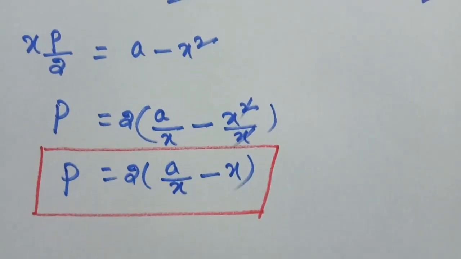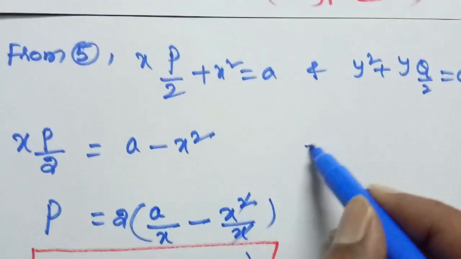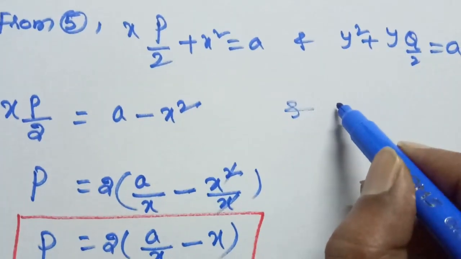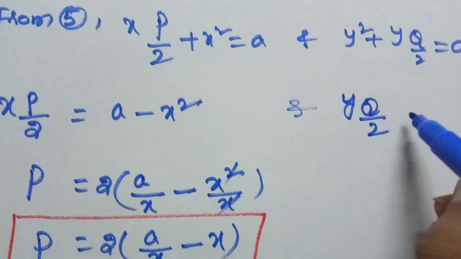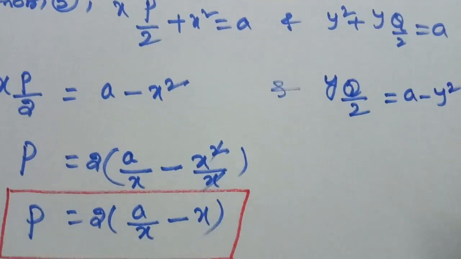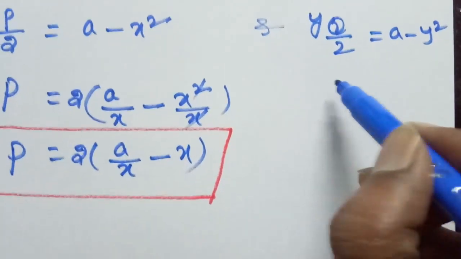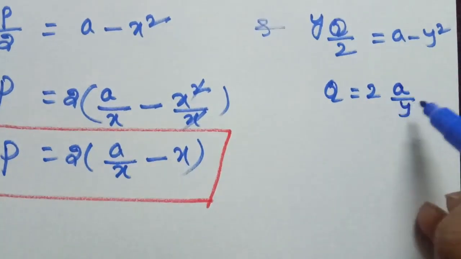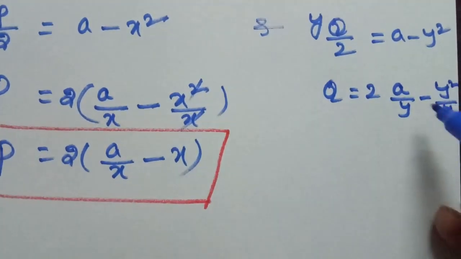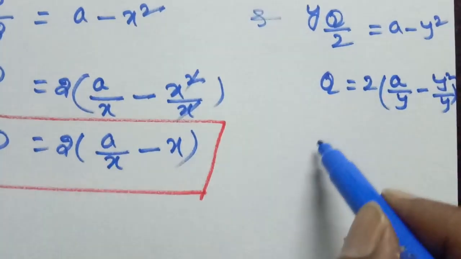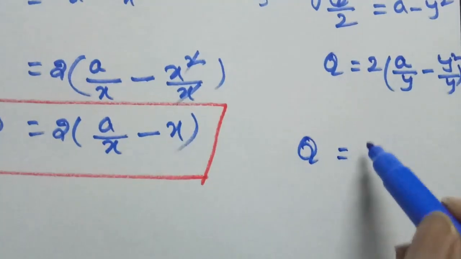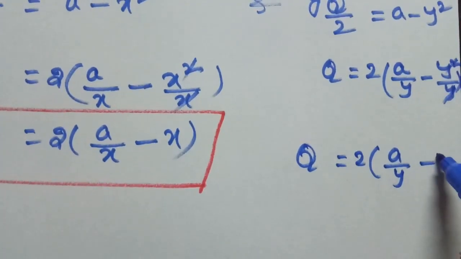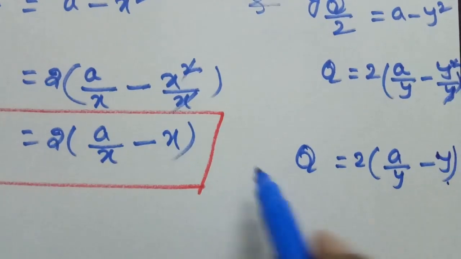Now write capital Q. y square plus y into capital Q by 2. Y into capital Q by 2 is equal to a minus y square. Therefore, this can be written as capital Q is equal to 2 into a by y minus y square by y, by cross multiplication. Therefore, capital Q is equal to 2 into a by y minus y, where y gets cancelled.